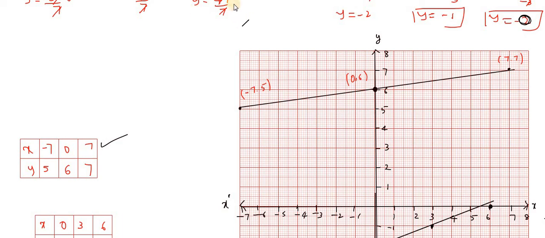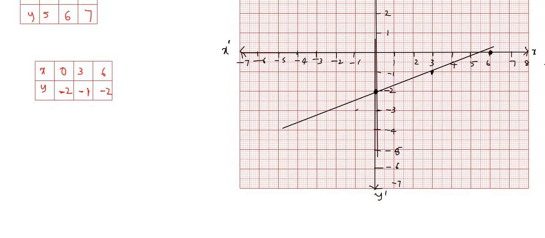So write the scale. Scale: x-axis, 1 centimeter is equal to 1 unit, and y-axis, 1 centimeter is equal to 1 unit. That's it. Here the lines are not intersecting, so I will not get an exact x and y value. Why? Because there are no intersecting points, so it's parallel lines. Okay, I hope all of you understood.